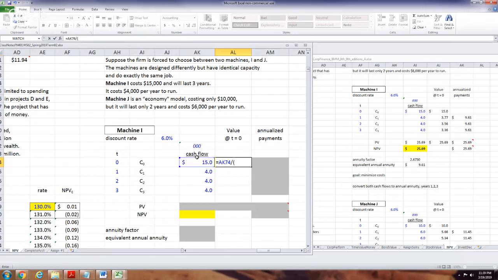15,000 divided by parentheses 1 plus your 6%. Anchor that. I hit F4 in the PC world, but in the Mac world the Apple folks might have to type those dollar signs. The dollar signs mean that as I copy and paste this formula, it's always going to refer to that 6%.